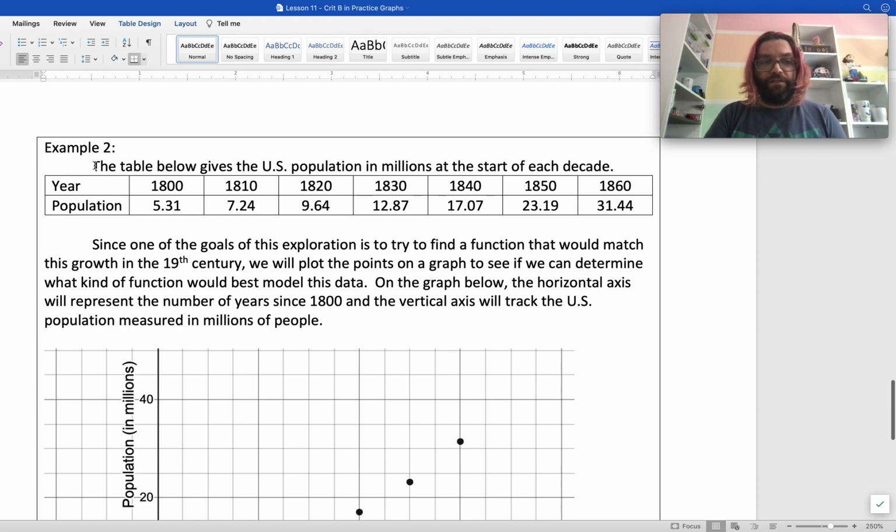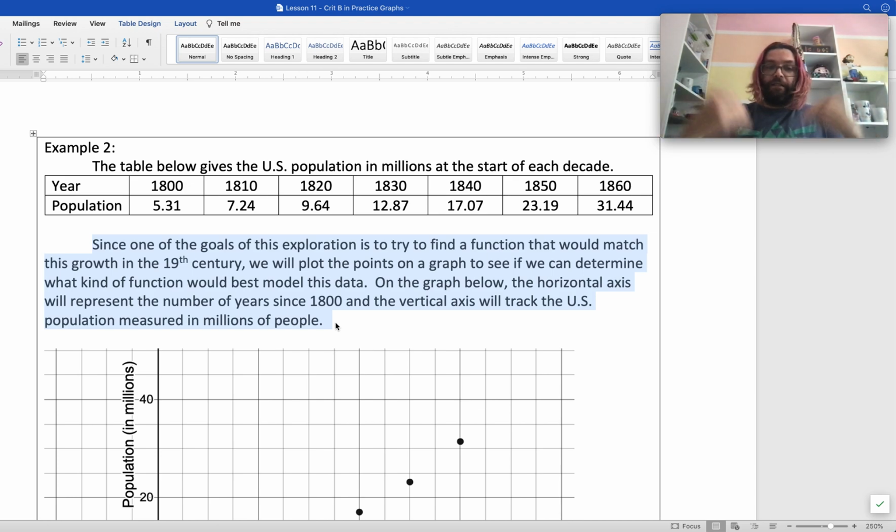So the beginning of it is really about the same thing, right? The table gives the US population in millions at the start of each decade. Then we've got this paragraph that's clearly leading into the graph. Since one of the goals of this exploration is to try to find a function that would match this growth in the 19th century, we will plot the points on a graph to see if we can determine what kind of function would best model the data.